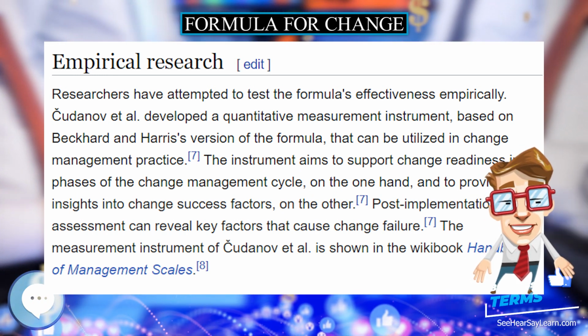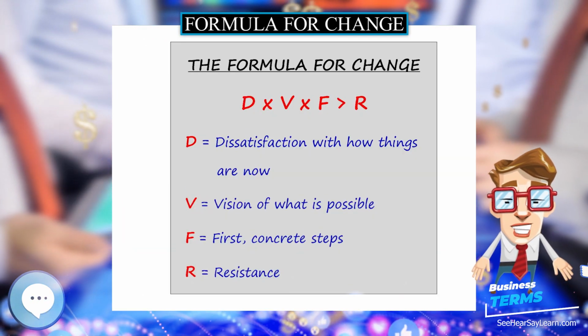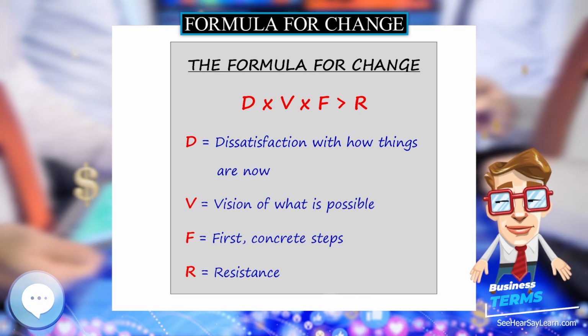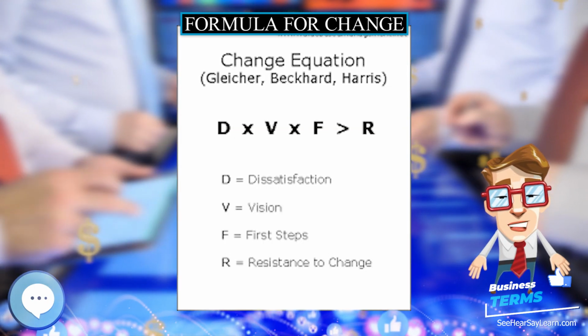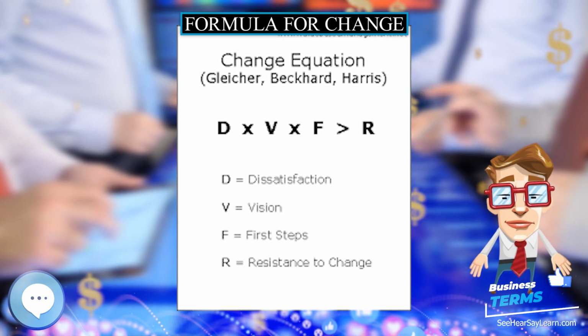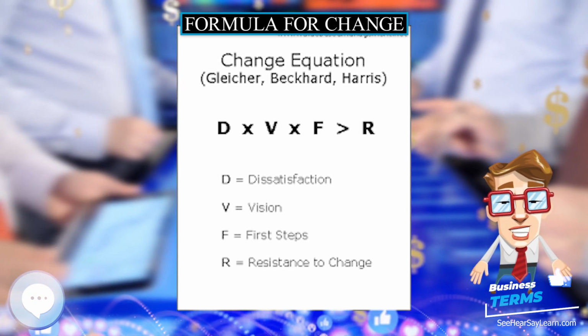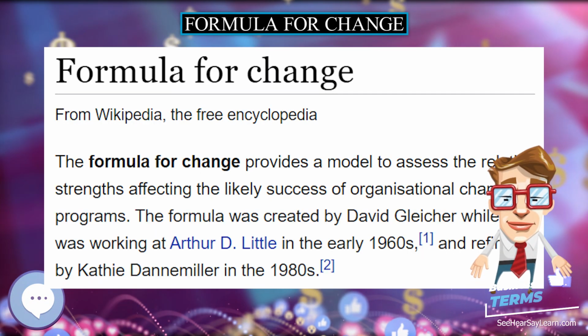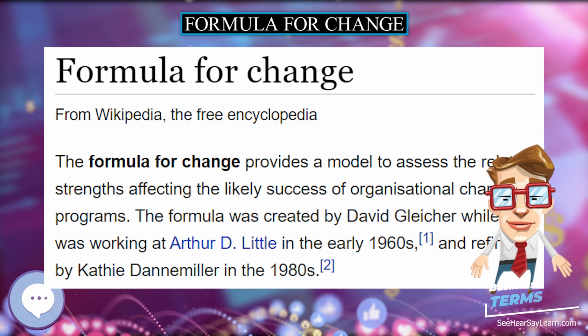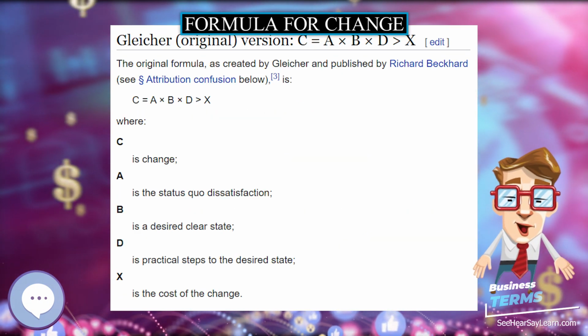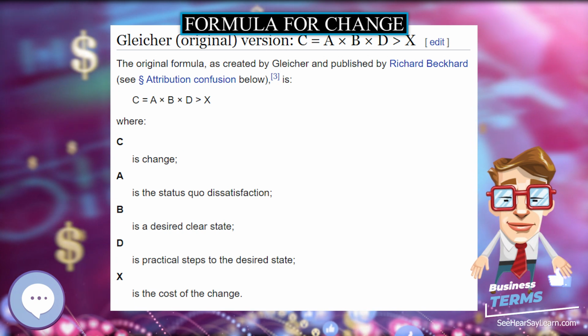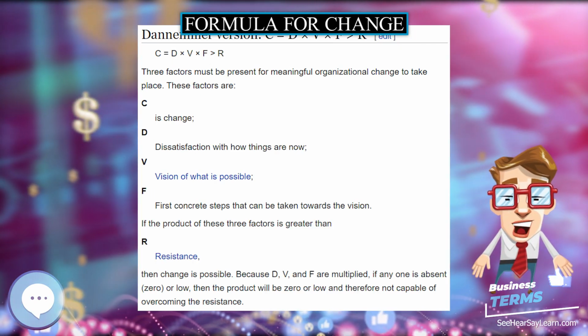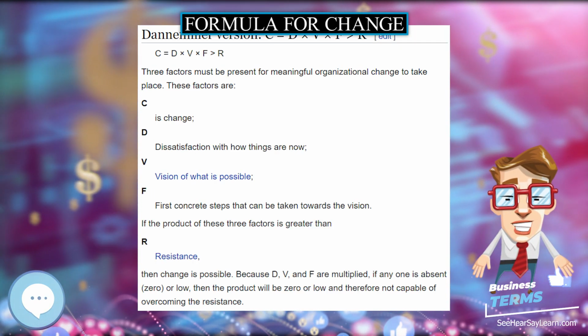Three factors must be present for meaningful organizational change to take place. These factors are D, V, and F. If the product of these three factors is greater than R, then change is possible. Because D, V, and F are multiplied, if any one is absent, 0, or low, then the product will be 0 or low and therefore not capable of overcoming the resistance.